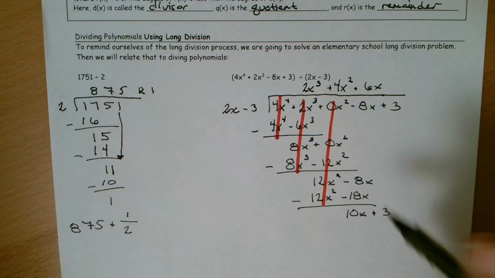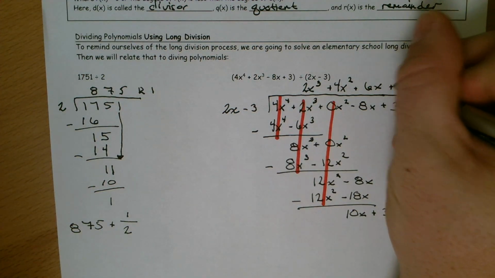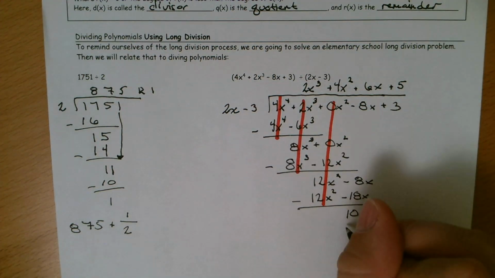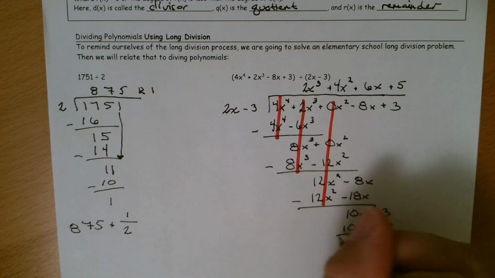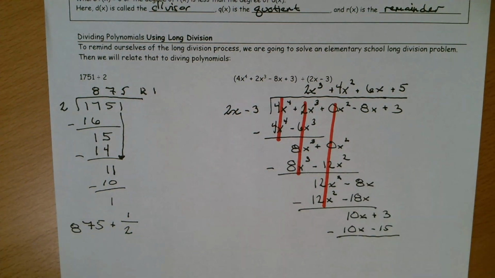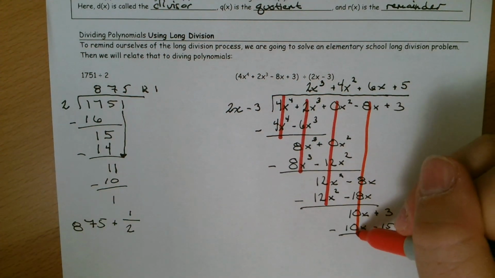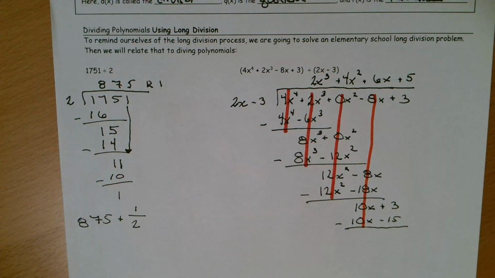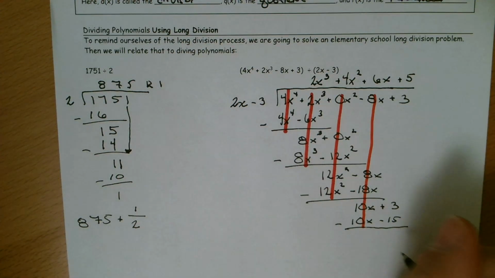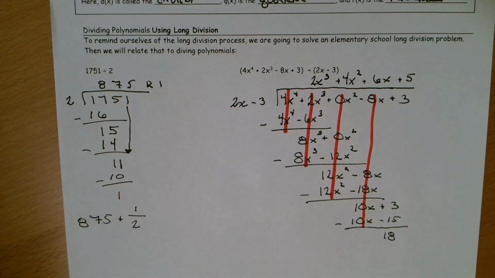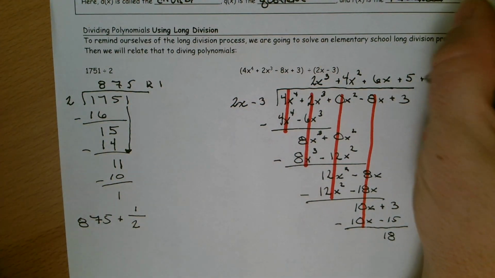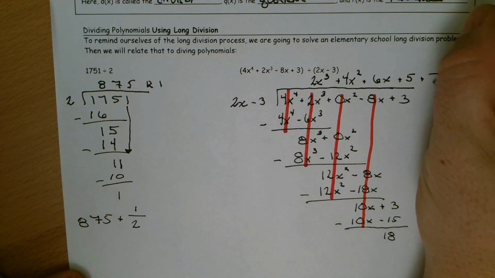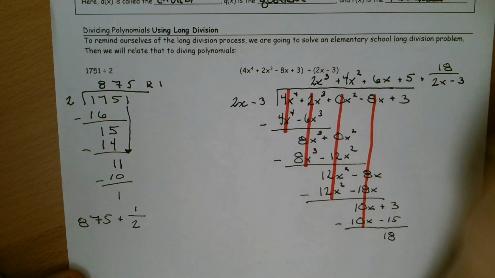What do we need to multiply 2x by in order to get 10x? Well, you know that's 5. 2x times 5 is 10x. Negative 3 times 5 is negative 15. We subtract, and this column is gonzo garbanzo. 3 minus negative 15 is going to be 18. 2x does not go into 18, so 18 is our remainder. We can write it as plus 18 over 2x minus 3.